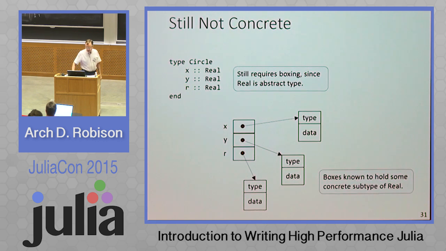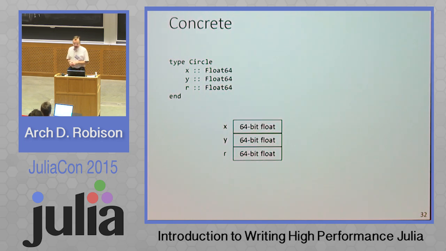So we might improve the situation a little bit. We can say they're real. But unfortunately, that still requires boxing because real includes float 32, float 64, somebody's very high precision float. So once again, the boxing is still required. So it's still going to be slow. If we really want to nail it down, we need to tell the compiler, yes, these fields are specific, concrete types. So this is now a concrete type.